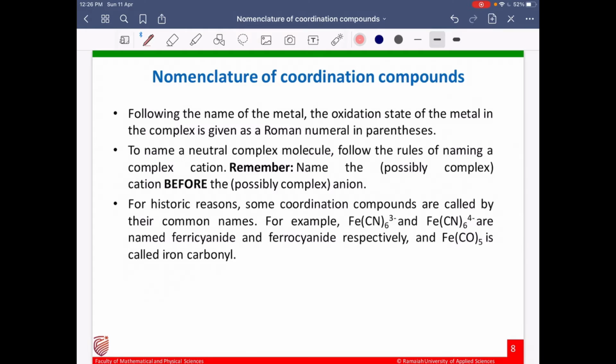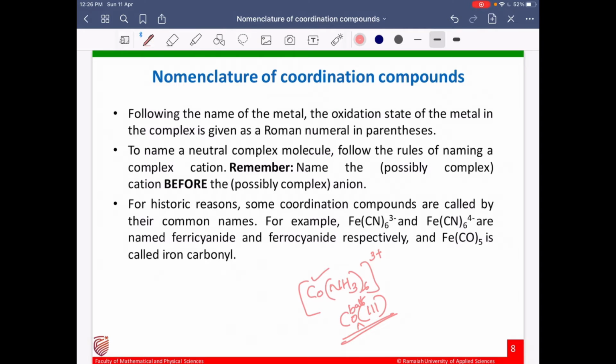Following the name of the metal, the oxidation state of the metal in the complex is given as a Roman numeral in parentheses. For example, you have a complex ion like Co(NH3)6. So we have to find the oxidation state of cobalt. If it is 3, we will write the Roman numeral 3 just after the name of the metal atom or metal ion. So we'll write cobalt(III).